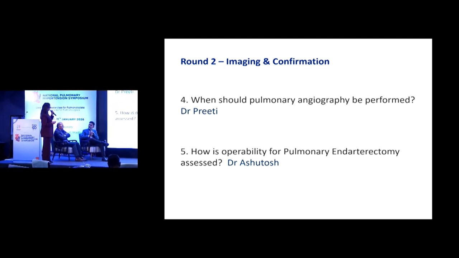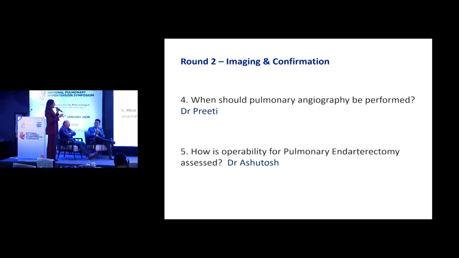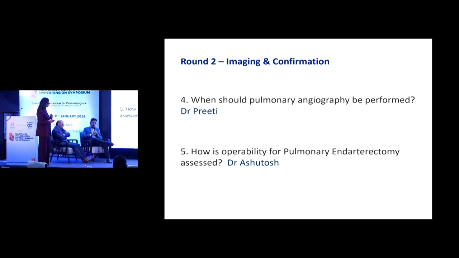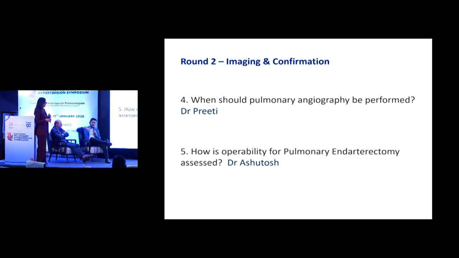Yeah. So we do a VQ scan, we see mismatched perfusion defects, we do a right heart cath, we confirm PH, and at the same time we do a catheter PA-gram to confirm. And how does it help, Dr. Talha? So if you're doing the right heart cath with a CTPA already done, I don't think a catheter PA-gram adds a lot more.